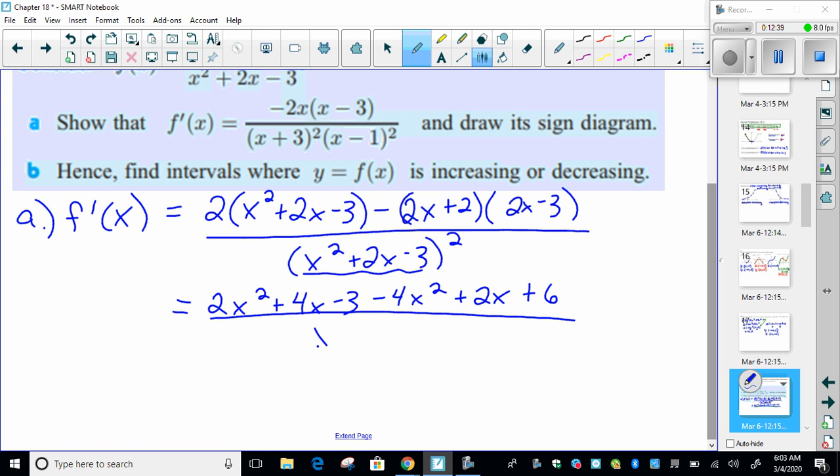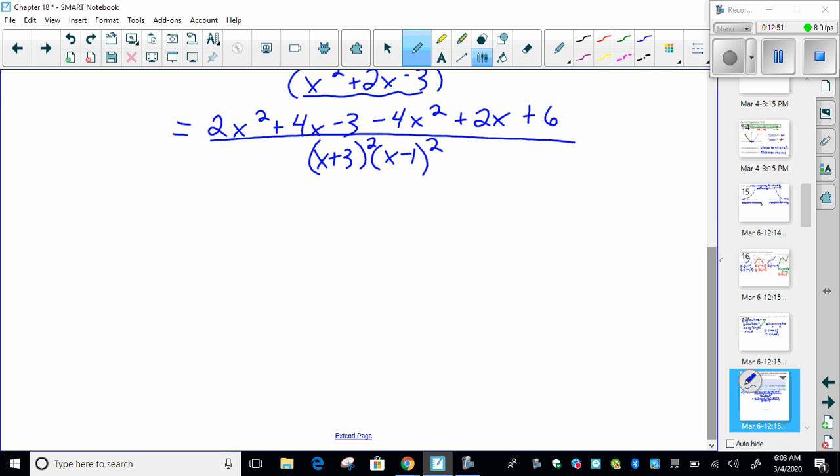And then it's squared. So this is x plus 3 times x minus 1. That's the x squared plus 2x minus 3. And then that whole thing is squared. So therefore, both of those terms end up being squared. So again, simplifying out that numerator a little bit, combining all your like terms together, you get negative 2x squared plus 6x.